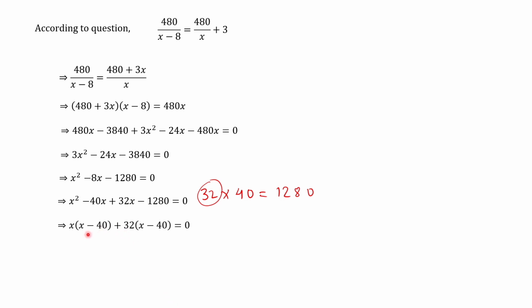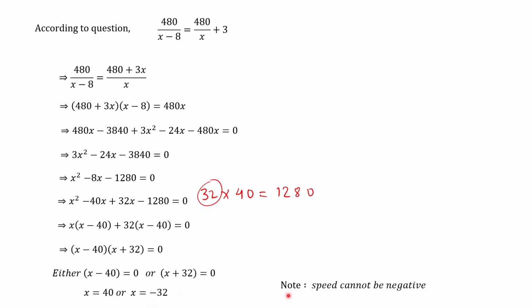If you observe here, x minus 40 is a common term, so I will take x minus 40 common, and I will be left with only x here, and plus 32. So either x minus 40 is equal to 0 or x plus 32 is equal to 0. This minus 40, if I carry it to the right hand side, will give me plus 40, and this one will give me x is equal to minus 32. Note here, speed cannot be negative, so we will ignore this x is equal to minus 32. So we will select x is equal to 40.